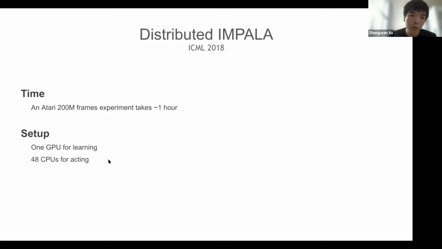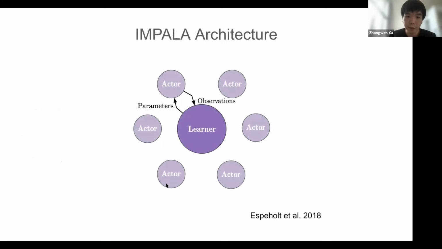It uses one GPU for learning and a bunch of CPUs for acting. Very briefly, the illustration is that you have the learner GPU and a bunch of actors in separate processes. The learner will send the up-to-date parameters to the actors. The actor is responsible for the interaction between the agent and the environment. After the interaction, the actors will send back the observations to the learner, and they will perform distributed learning in a simple setup.